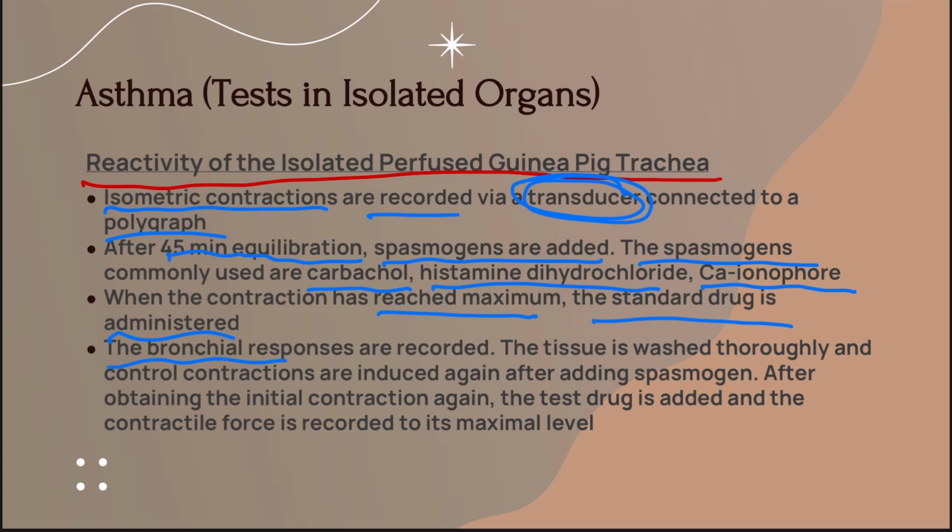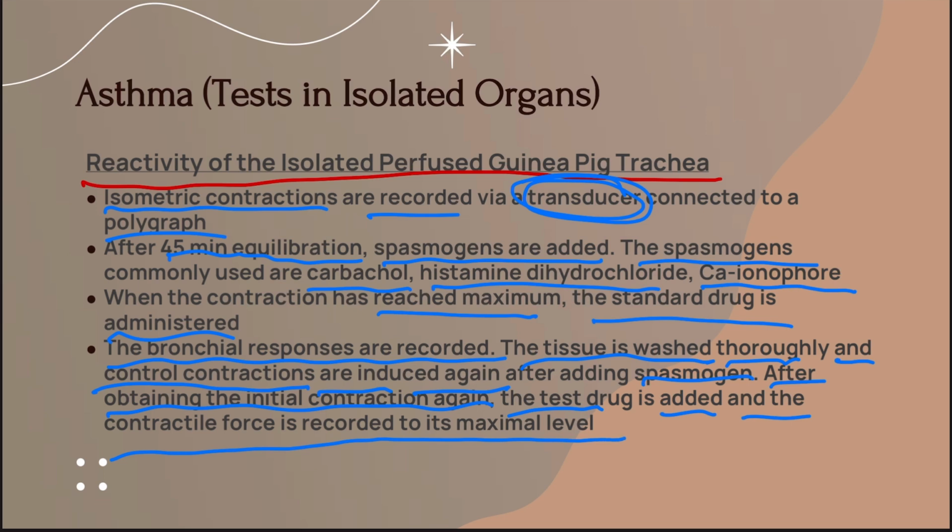Then the bronchial responses are recorded, the tissue is washed thoroughly and control contractions are induced again with the spasmogen. Once we have tested the standard drug, we give the spasmogen again to induce the spasms and the contraction, and now we give the test compound. That is, after obtaining the initial contraction again, the test drug is added and the contractile force is recorded to its maximal level.